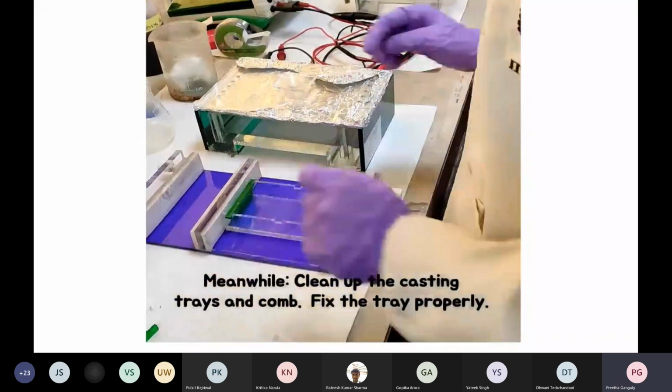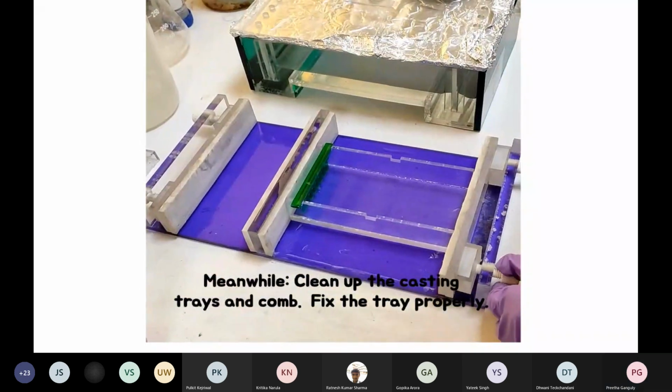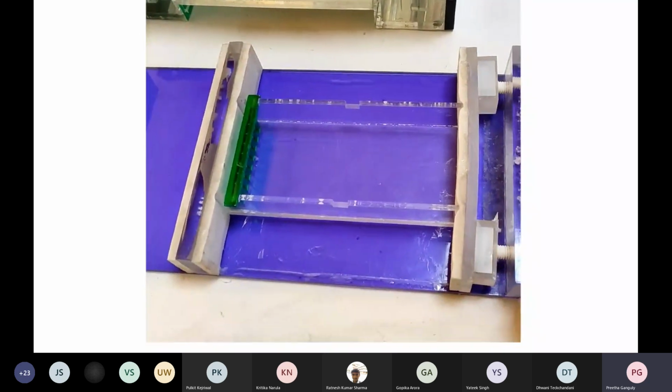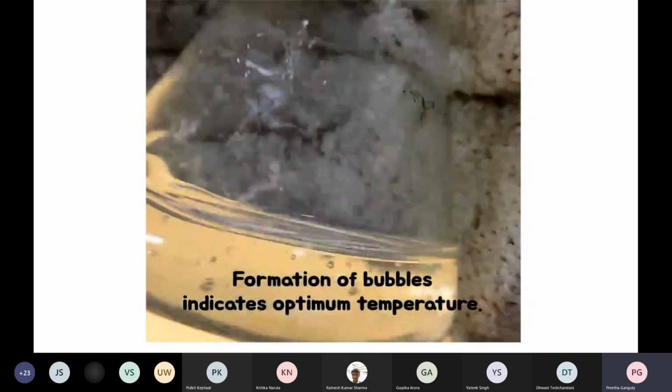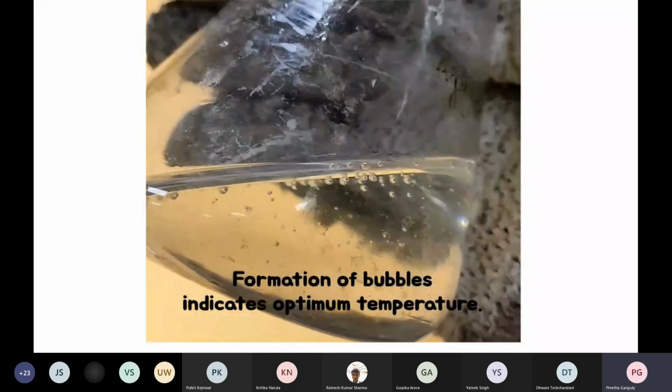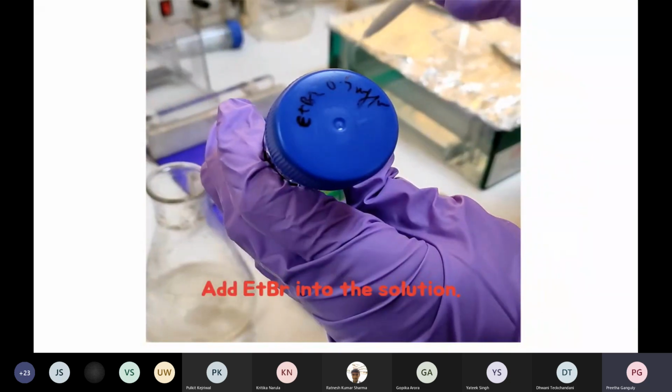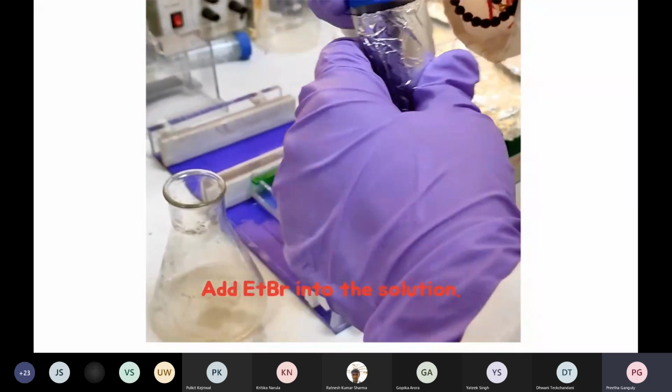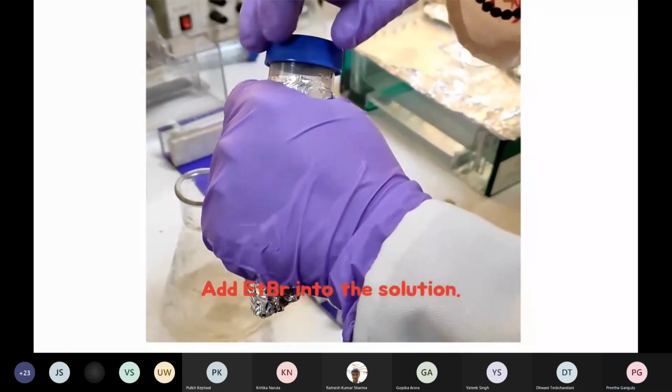We apply the comb in order to make the wells. Now we clamp everything properly so that the gel doesn't disperse. The formation of bubbles, which you can see, tells that the optimum temperature has been reached, and now we have to add ETBR, the staining dye.